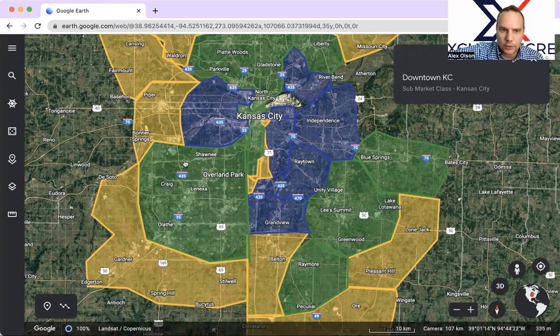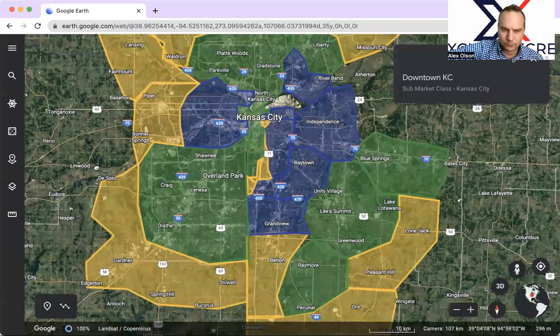Lenexa, Overland Park, Shawnee, Olathe has some, etc. The county itself actually extends down into this yellow area. However, these are relatively small towns and not quite as expensive as this. So I wanted to delineate between those two areas. So again, this green is class A, this yellow is class B for the submarket.